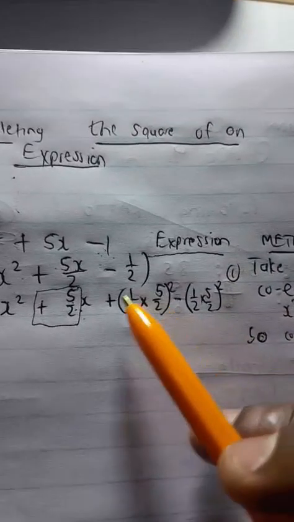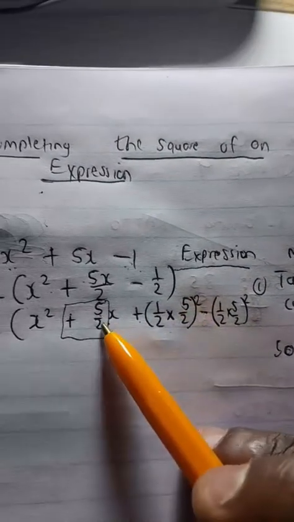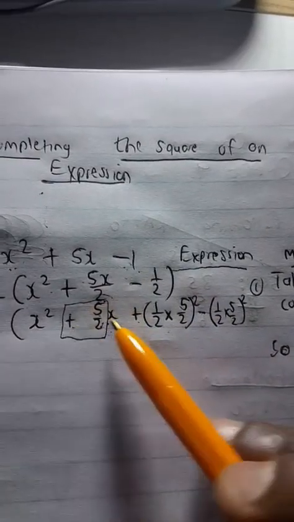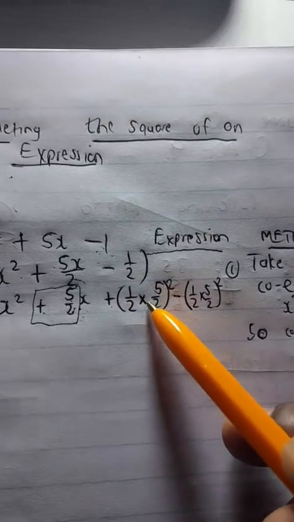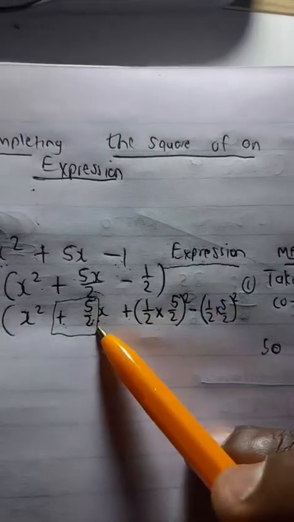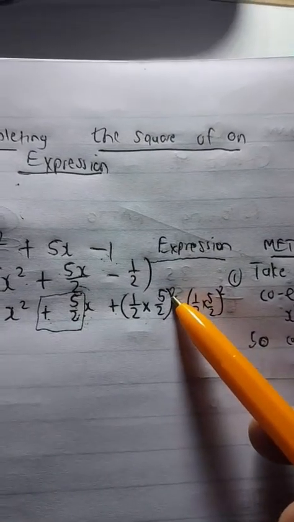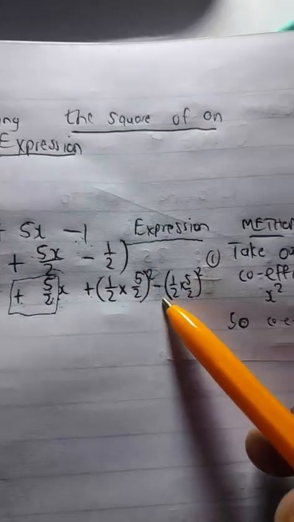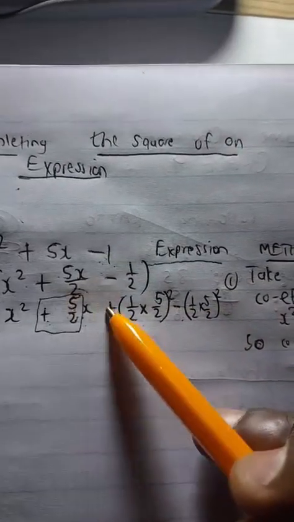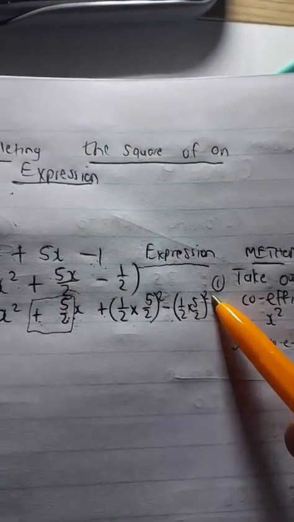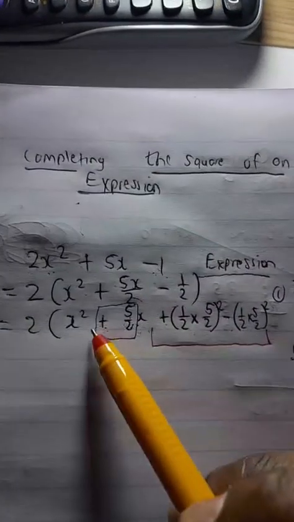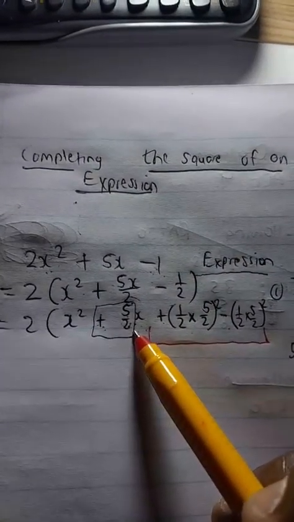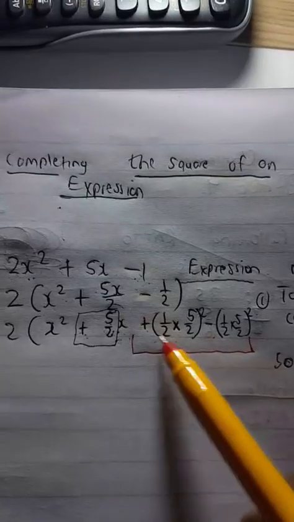So we add it first. We add half the coefficient of the x term, which is 5 over 2. It's positive 5 over 2. So we add half of the product of the coefficient of the x term, and then we square it. Don't forget to square it. But we also subtract half of the very same coefficient of the x term, and we square it. All right? But we do this always immediately after the x term.